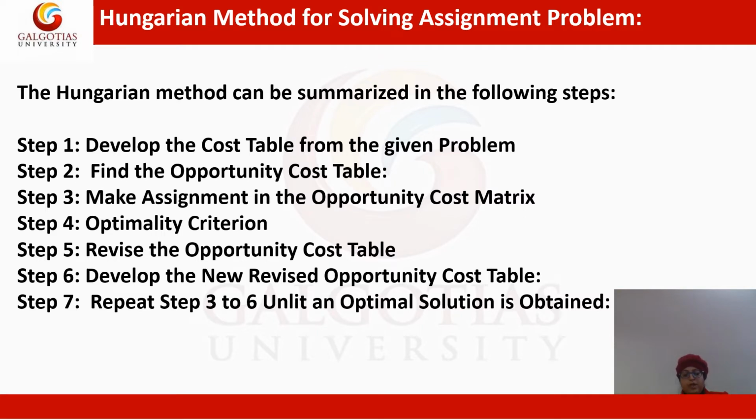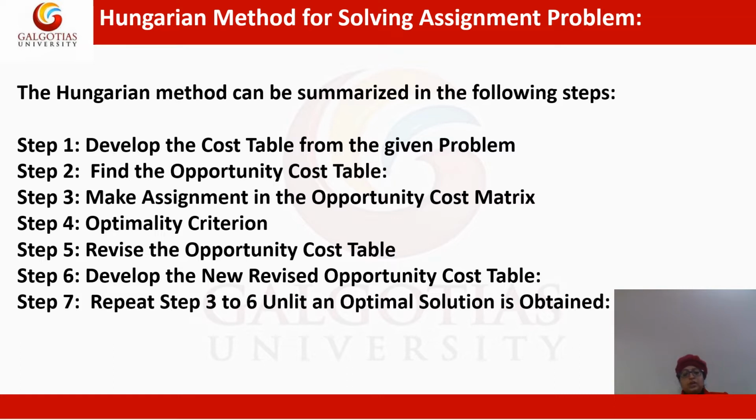The next step is to make assignments in the opportunity cost matrix. We examine the rows successively until a row with exactly one unmarked 0 is obtained. Make an assignment to that single 0 by making a square around it. For each 0 that becomes assigned, eliminate all other zeros in the same row or the same column. Continue this process until all the zeros in the rows and columns are either enclosed or struck off.